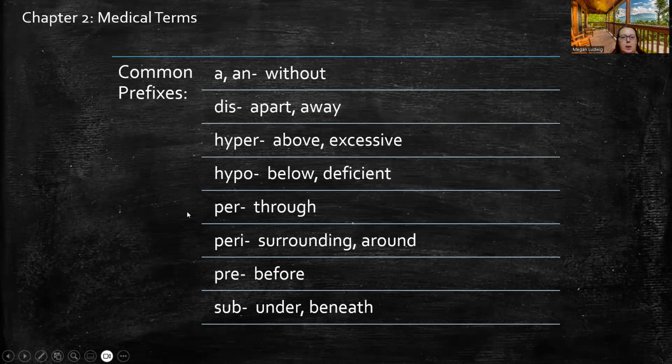Per means through, like percutaneous would be through the skin. Peri is surrounding or around a structure. Pre is before, and then sub, like a submarine, is under or beneath. Sub, under or beneath or below. So memorize these.